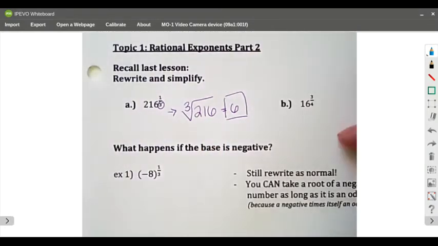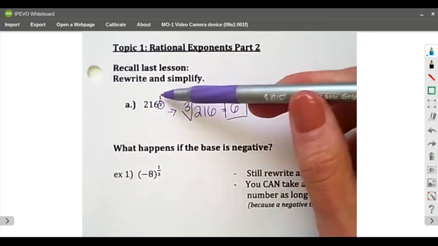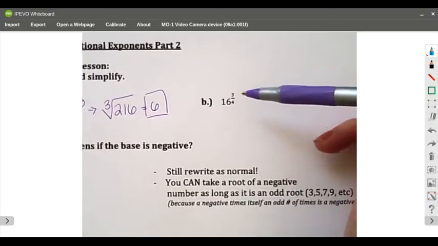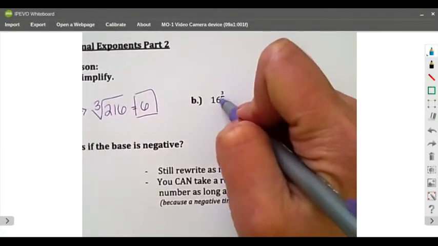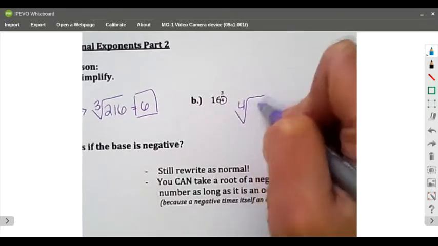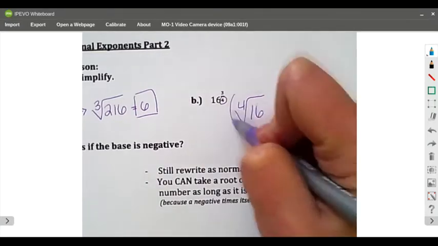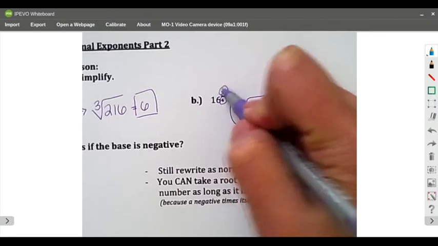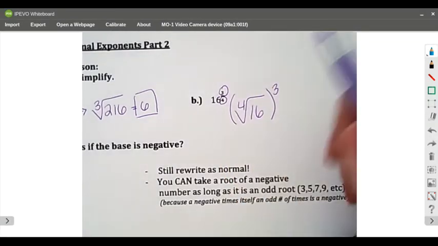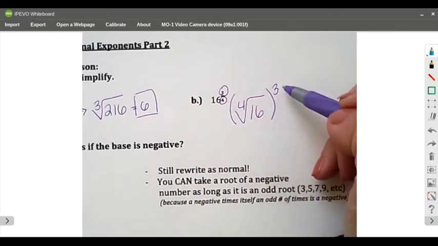Okay, so that's what happens when you have a 1 in the numerator. Sometimes you have a number in the numerator that's not 1, something bigger than 1. This denominator still determines your root, so this is going to be the 4th root of 16. And then the numerator takes that answer and raises it to that power. So this is going to be the 4th root of 16 raised to the 3rd power.